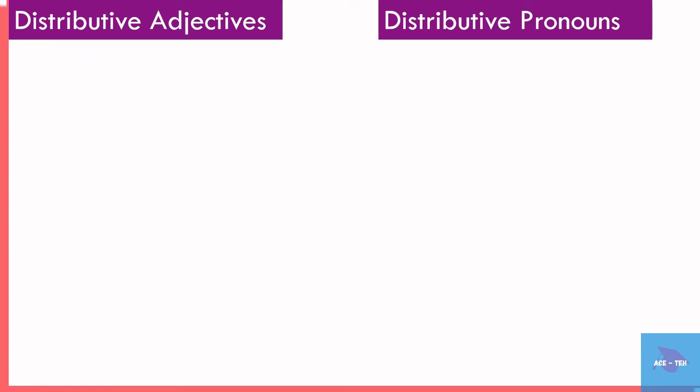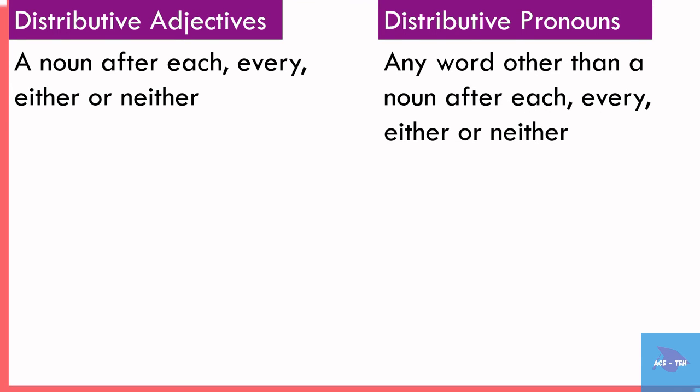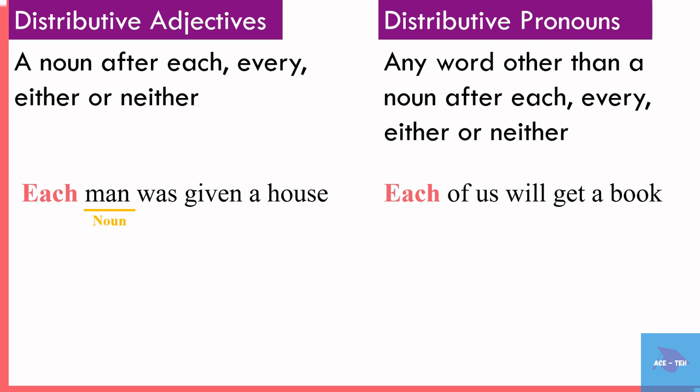Now let's see how distributive adjectives differ from distributive pronouns. Each, every, either, neither, etc. are used both as distributive adjectives and as distributive pronouns. If a noun comes after each, every, either, or neither, then they are called distributive adjectives. If there is any word other than a noun after each, every, either, or neither, then they are called distributive pronouns.